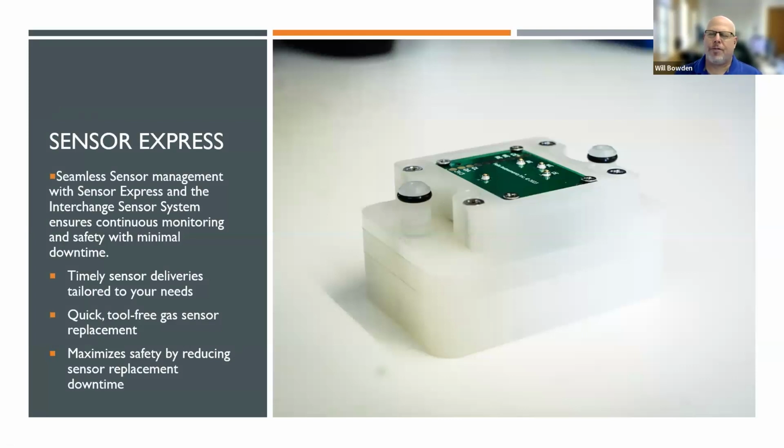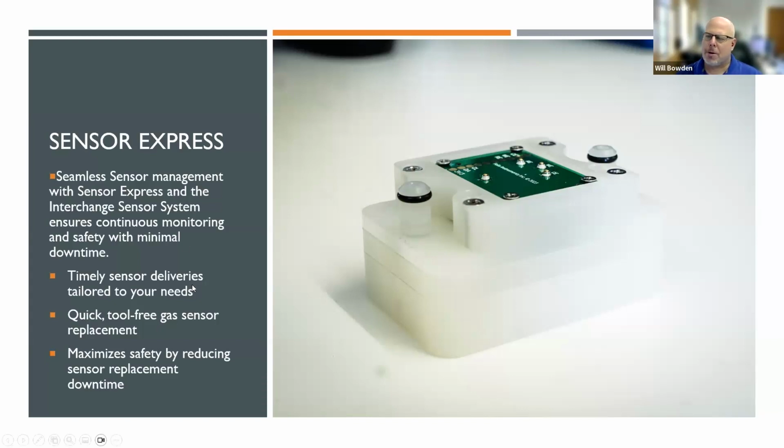So with both our fixed and portable gas detectors, we offer our Sensor Express option. The Sensor Express option provides a new calibrated sensor ready to go out of the box to be installed in your instrument every 3 months. It's seamless sensor management, and with the interchange sensor system that's actually on the screen here, it's going to be external to the instruments themselves. It's quick, simple, toolless interchange to be able to remove the sensor module and replace that.